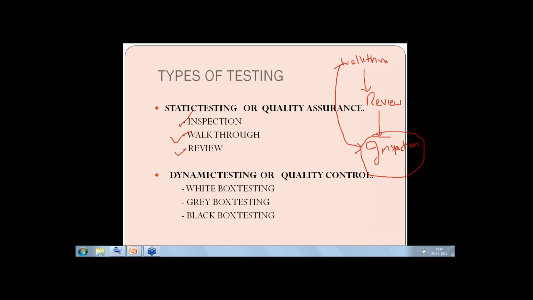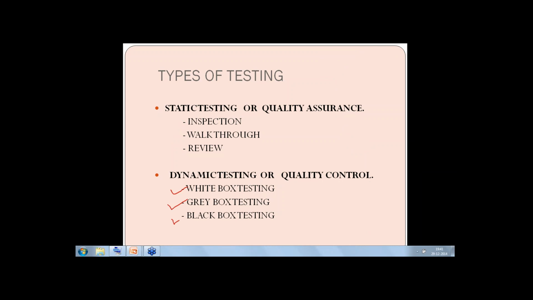Next comes your dynamic testing. Dynamic testing is nothing but testing the application in terms of actually executing and checking it. Dynamic testing is divided into three parts: one is white box testing, second is gray box testing, and third is black box testing.